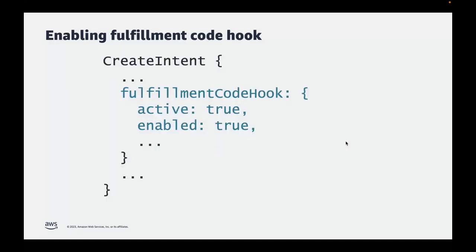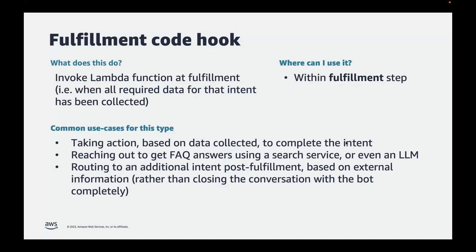And programmatically, this is set up when you do create intent. And it's just within the fulfillment code hook. And you'll need to mark it both active and enabled on the code hook itself. And this code hook is used for things like taking action based on that data you've collected, or getting answers to your questions, maybe for your FAQ. So you might be reaching out to a search service, or even using your own LLM, or you might be routing onto something else. So for instance, a follow-on intent.